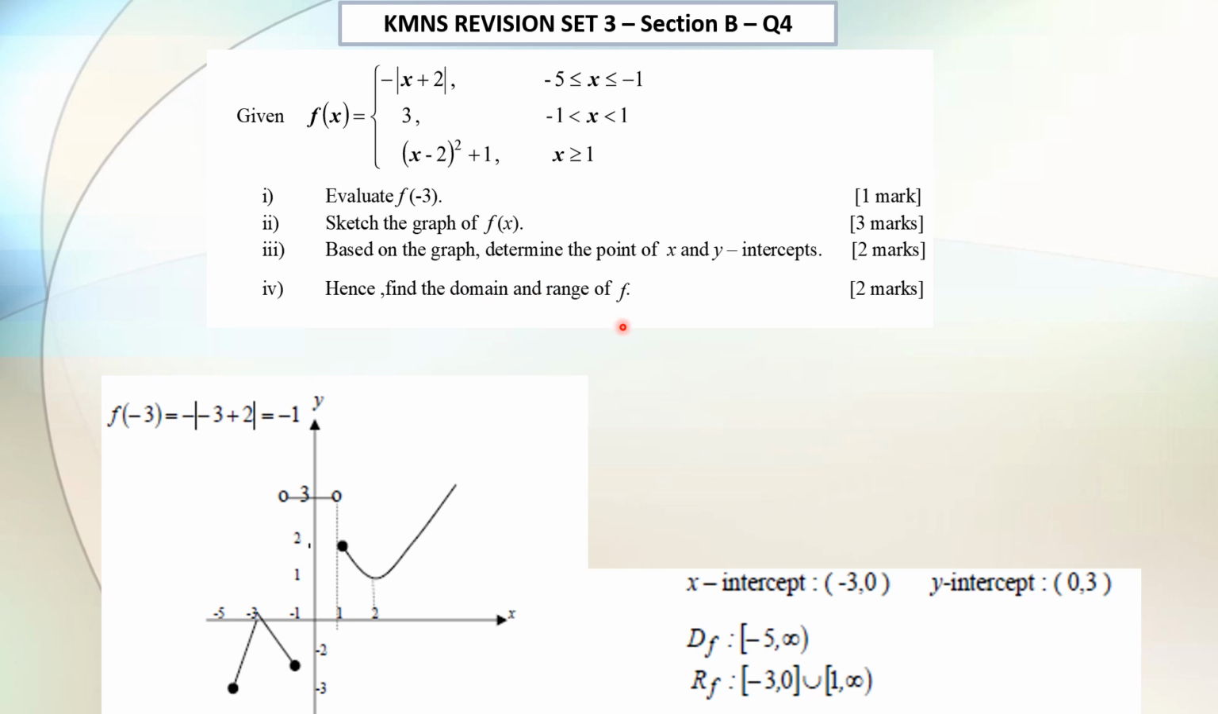And then it says hence find the domain and range of f. So you just look at your graph, or you just look at the values of x from your function here. It's obviously the domain is from -5 to infinity. And also the range, we can see that from your graph, -3 to 0, union 1 to infinity, because between 0 and 1 you don't have any graph, so that's why you have to put union here. It's not -3 to infinity.